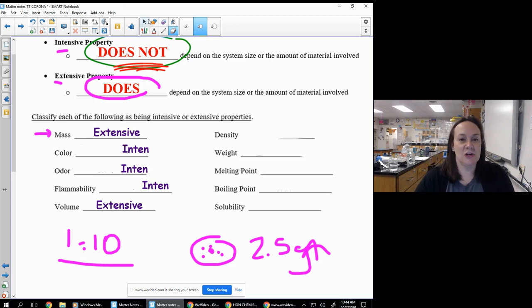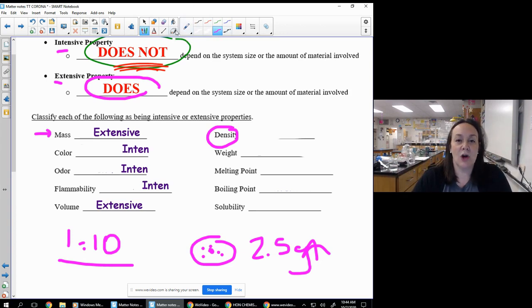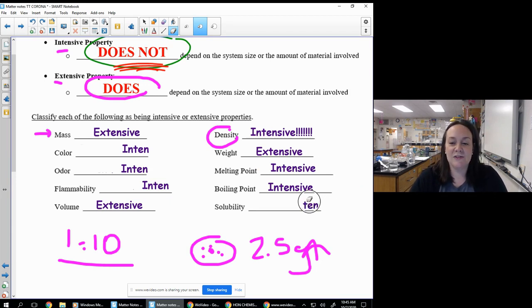Density, we said, is a very challenging one. I like to put density on the quiz as well. It doesn't matter if you have a little bit of water or a lot of water. The density of water is always 1. So that is intensive. Weight is just like mass. The more you have of something, the more weight you would have. So that is extensive. Melting point. Doesn't matter how much water you have, it melts at 0 degrees Celsius and it boils at 100. So it doesn't matter. And then solubility, it's either soluble or it's not. So I would call that intensive as well.